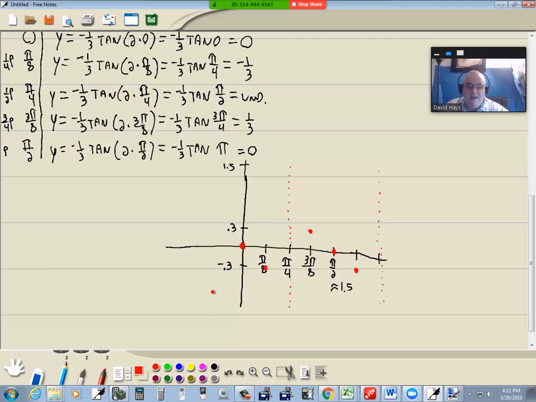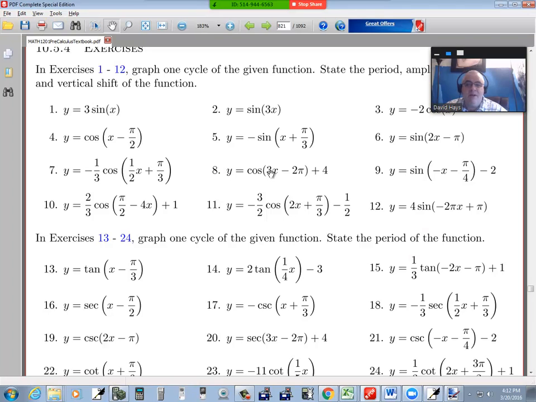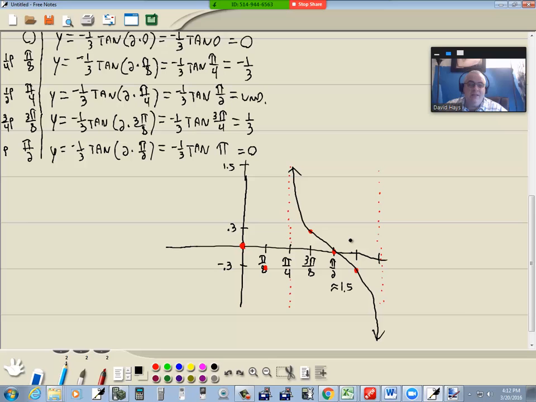Which means that our graph, coming along here, remember it's got a curve to it, so it comes here, curves. More or less looks like that. And then I could have 2 cycles of that, but it just says graph 1 cycle. Now this is not our answer.